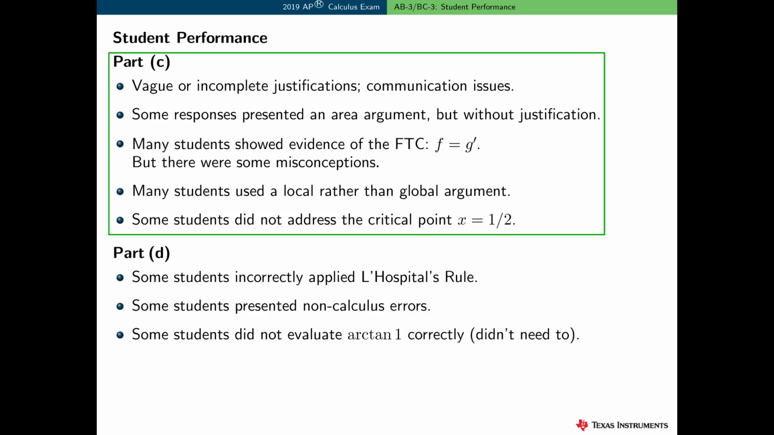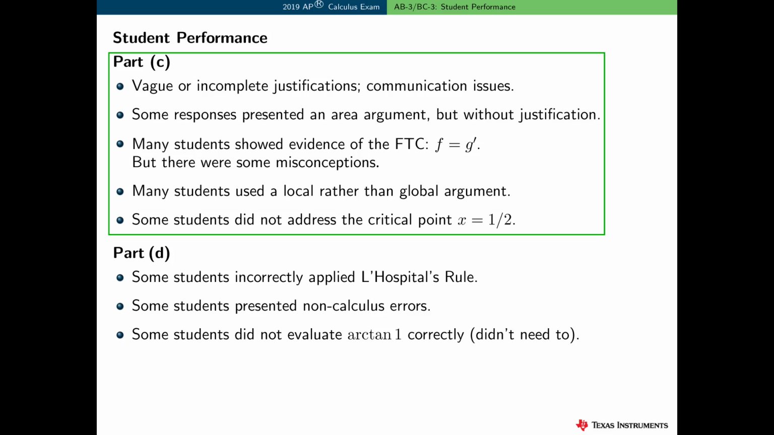In Part C, there were a number of responses with a correct answer and a complete justification. However, several students presented vague or incomplete justifications. Remember that clear, concise communication of results is very important. Some students presented an area argument, which was possible and even intuitive, but they didn't present sufficient justification for their answer. Many students showed evidence of the fundamental theorem of calculus, but there were some common misconceptions.